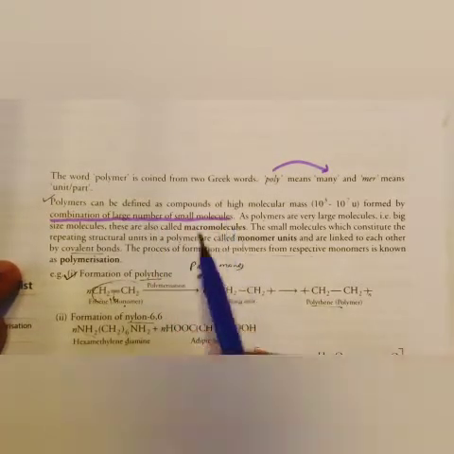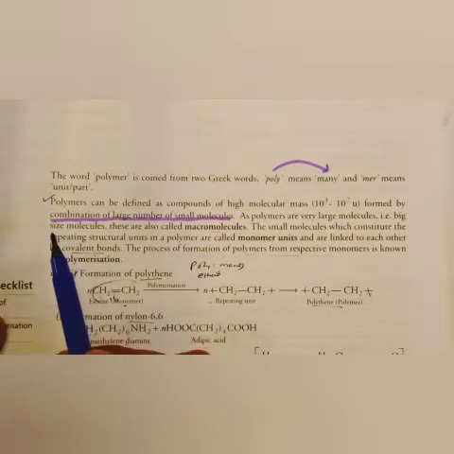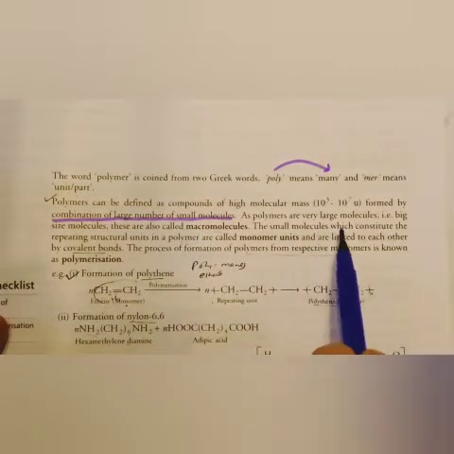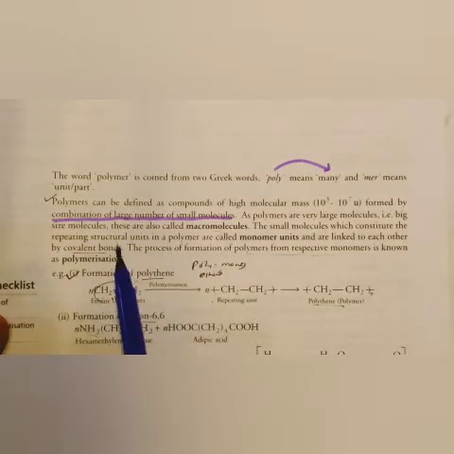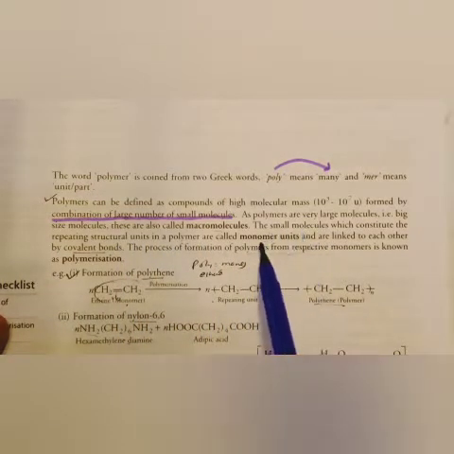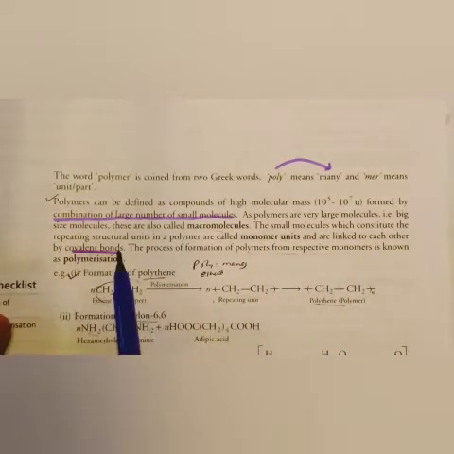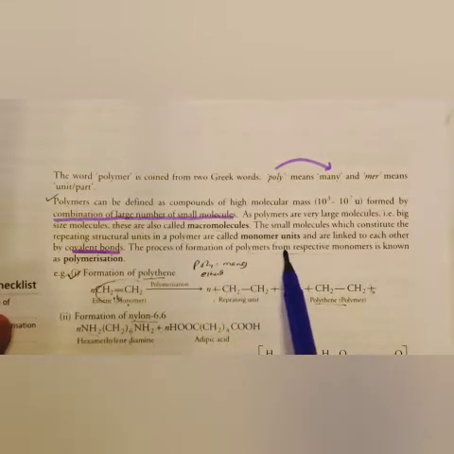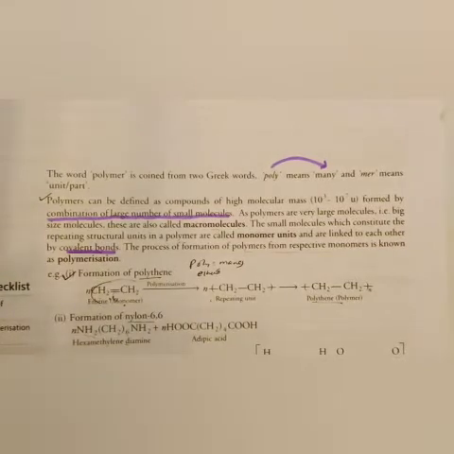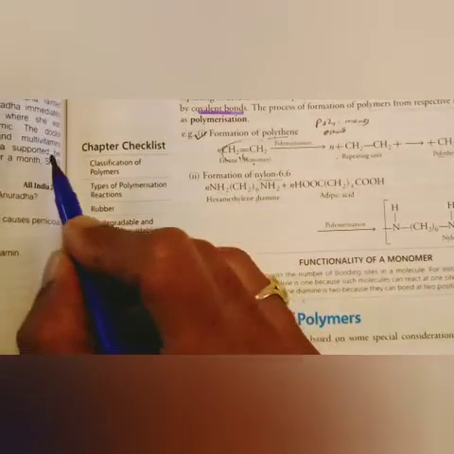As polymers are very large molecules, because of their big size they are also called macromolecules. The small molecules which constitute the repeating structural unit in a polymer, that smallest unit, is called a monomer unit. These are linked to each other by covalent bonds, and the process of formation of a polymer from the respective monomer is called polymerization. Okay, so yesterday in this particular chapter we did classification of polymers.